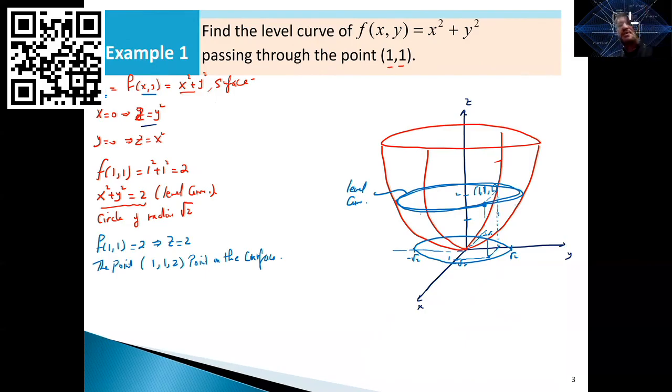You are on the surface, and you are now walking on this curve, which is one of the curves on that surface, and it's called a level curve. And this is only when x is 1 and y is 1. And this led to what? Z equal to 2. So this is exactly what we have. That's it, guys. So this is the level curve for this function.